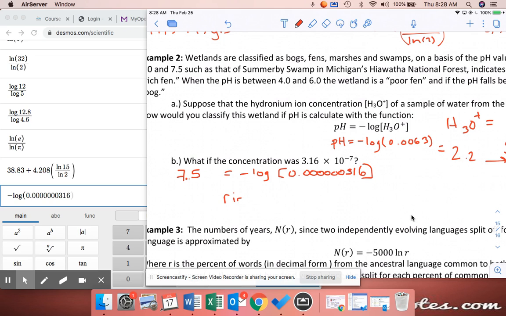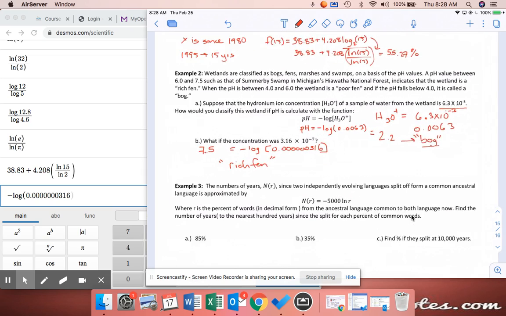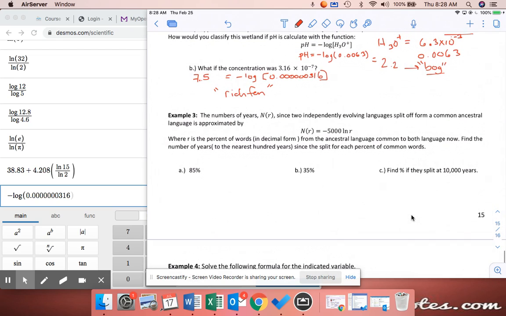So this would be a rich fen. This is even the highest, almost beyond the rich fen. It's actually almost above it. But 7.5, we'll call that 7.5. It's right at the edge of rich fen. Nice. All right, third problem here, last one of this video.